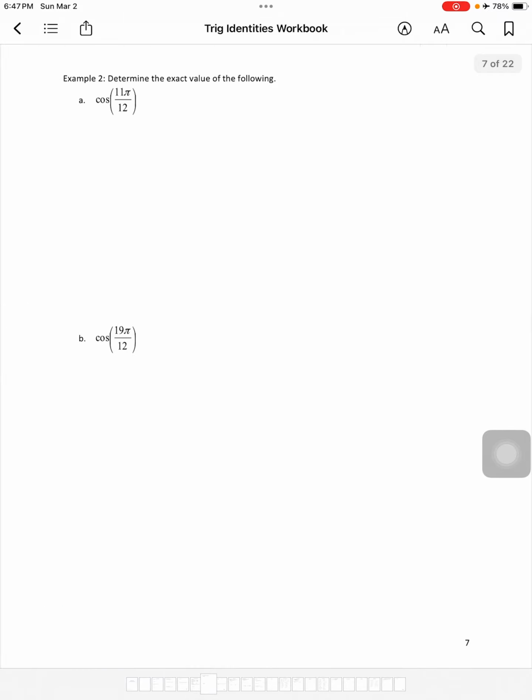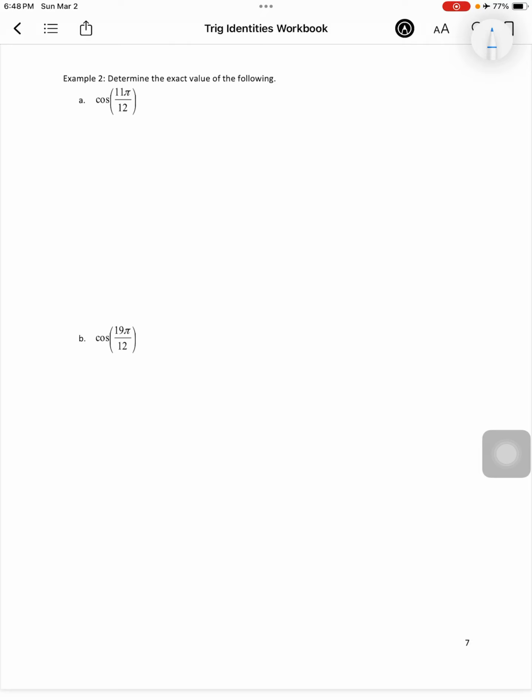Now we're on to example 2. Determine the exact value of the following. So here, we have cos 11 pi over 12. So we haven't seen any fraction where our denominator is 12 yet, nor will we ever, except for these questions.